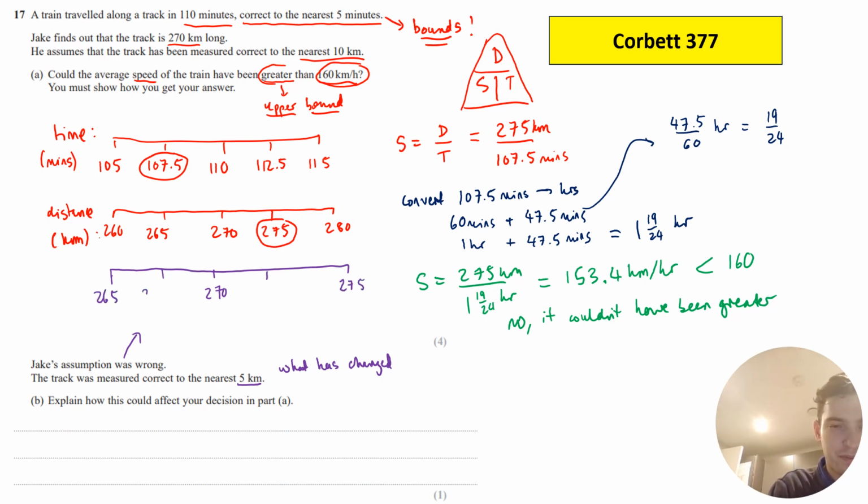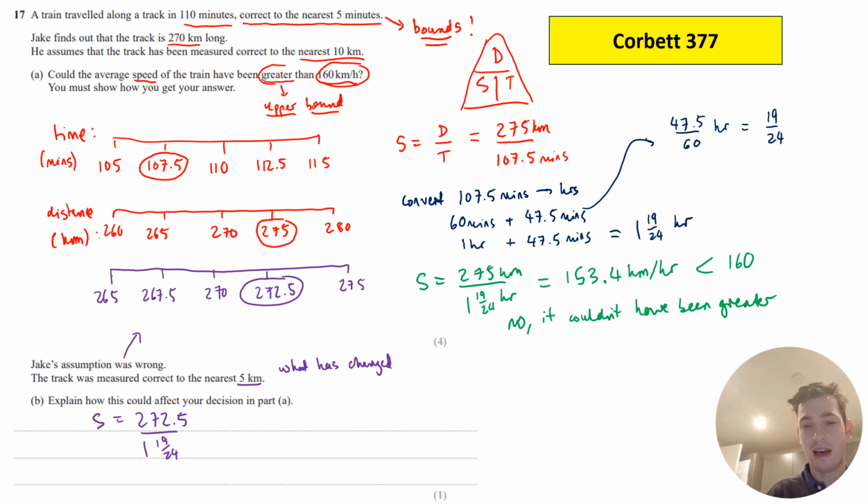265 at the bottom, and put these times in the middle. Well, actually, the distance I would have used would have been 272.5. So the speed would have been 272.5 over 1 and 19 over 24.